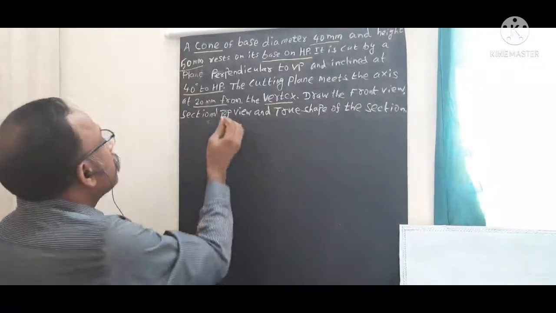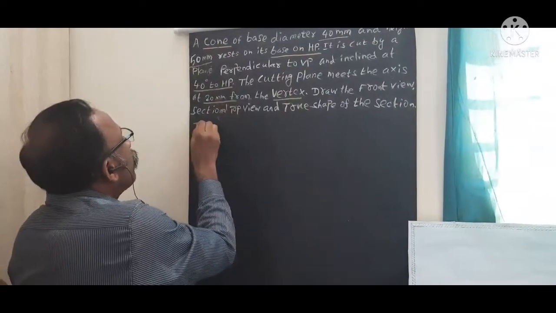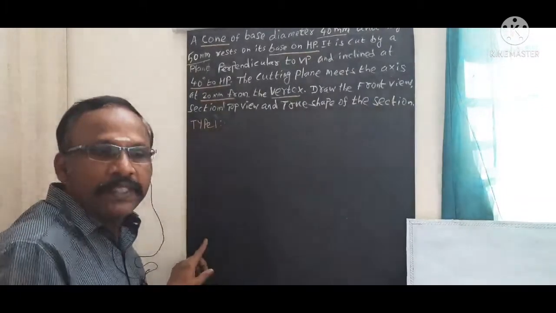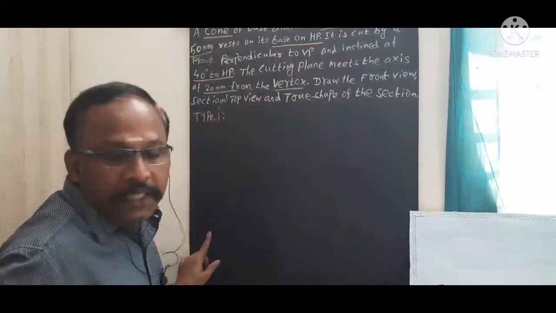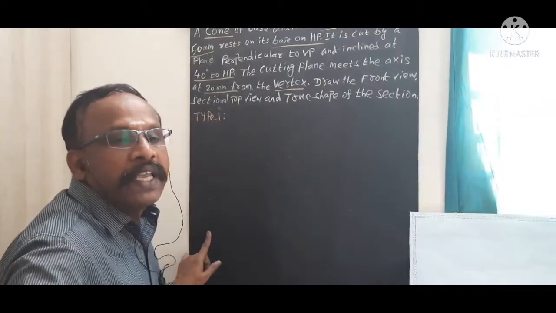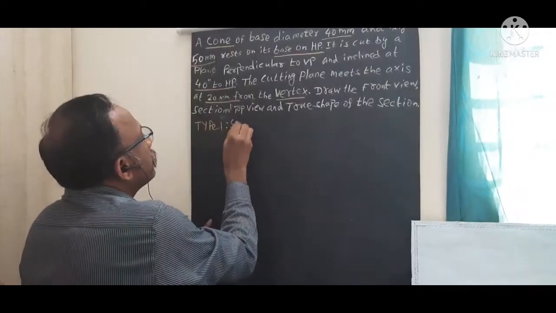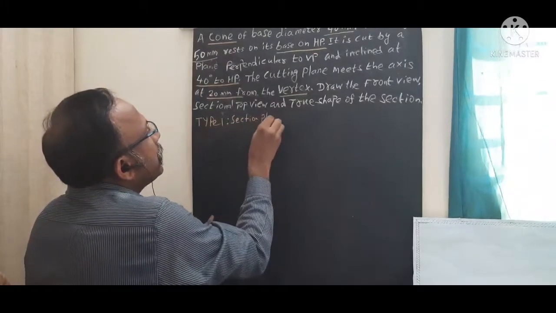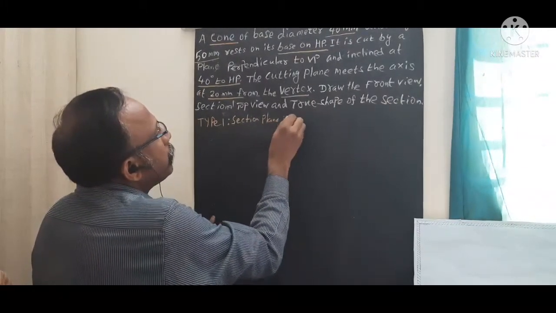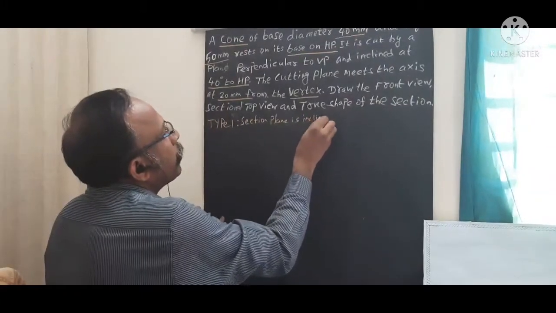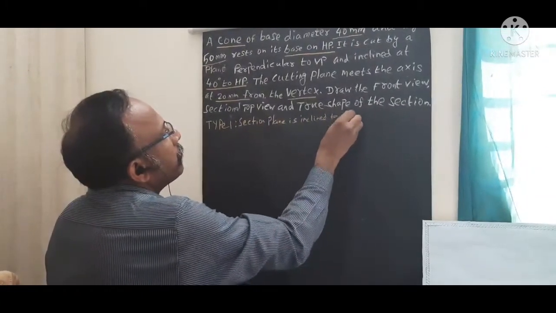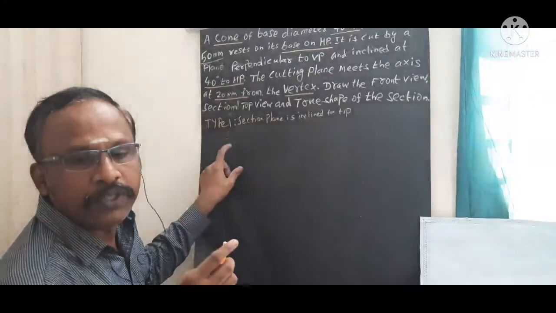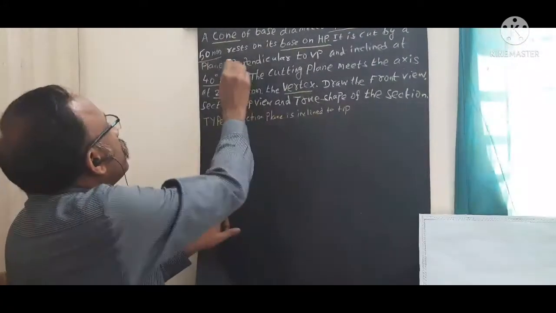We know that there are two types of problem in this section of solids. One is the type 1 problem. What do we mean by a type 1 problem? Type 1 problem means the cutting plane or section plane is inclined to HP. If the section plane is inclined to VP, then we call this a type 2 problem. So this is a type 1 problem, as we understand from 40 degrees to HP.